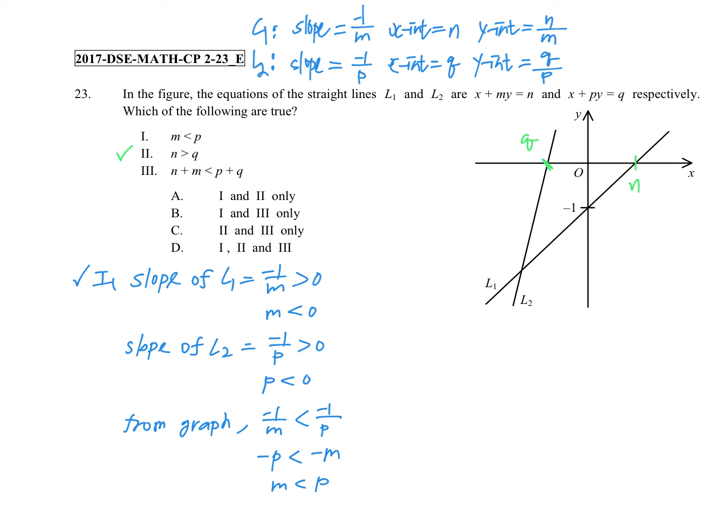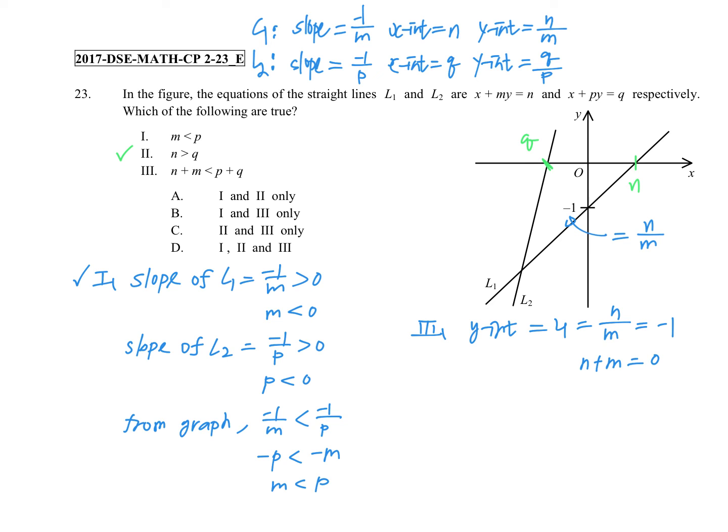And then statement 3. Now you can see that this is also equals to m/m. So you can see that the y-intercept of L1 is equals to n/m, and then equals to -1. So and then you can see that n equals -m, so that's why m plus n equals 0.